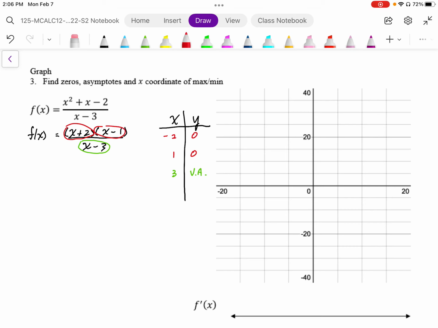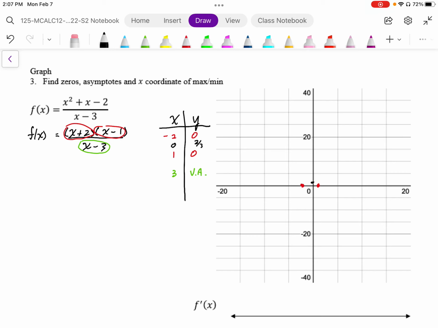So I'm going to just plot those zeros. At x equals -2, this looks like it's going to be right about here. And at x equals +1, maybe about here, we have zeros. And if we plug in x is 0, we're going to get a y value of 2/3. So that is some coordinate that we may want to plot. It's a little bit hard to plot on this scale.